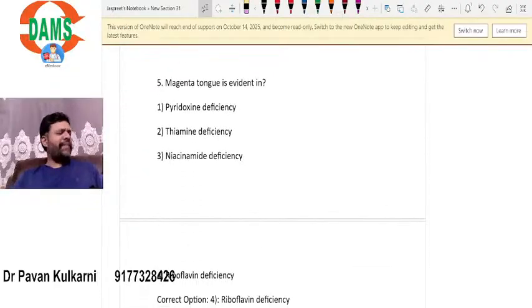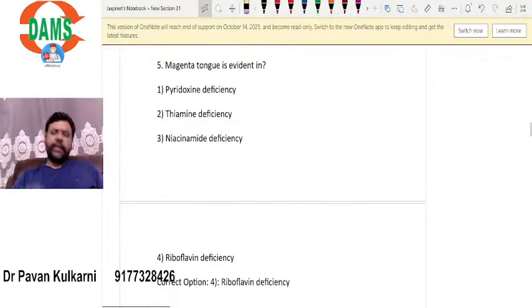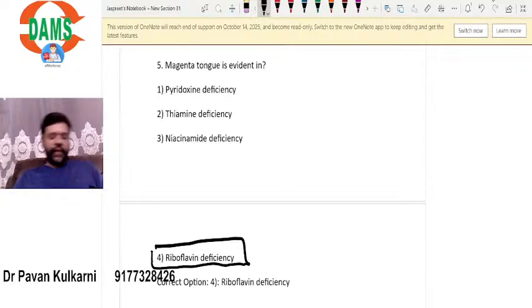Magenta tongue is evident in. So magenta tongue is typically a magenta colored tongue. You have to remember classically the riboflavin deficiency. Riboflavin deficiency. This is again a simple question. There's nothing much to discuss here. One thing you have to remember is niacin deficiency, which causes pellagra.